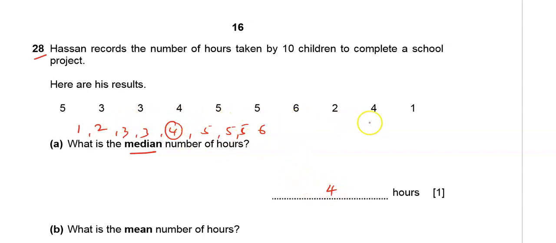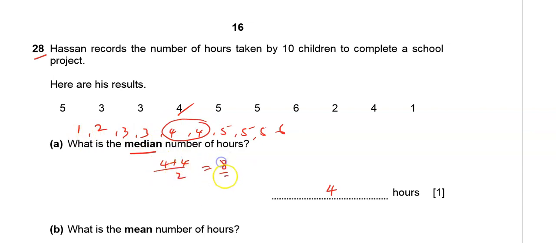Are there 9 really? Let me see. Oh, this number I've skipped here. There are 2 4s. So 4, 4, then 5, 5, 5, and 6. Therefore, now there are 1, 2, 3, 4, 5, 6, 7, 8, 9, 10. So 10 numbers. The middle numbers are these 4s. Therefore, 4 plus 4 divided by 2 gives us 8 divided by 2, which is still 4.